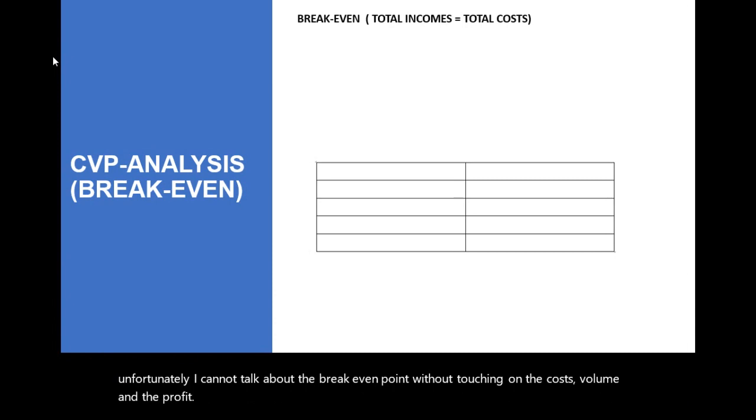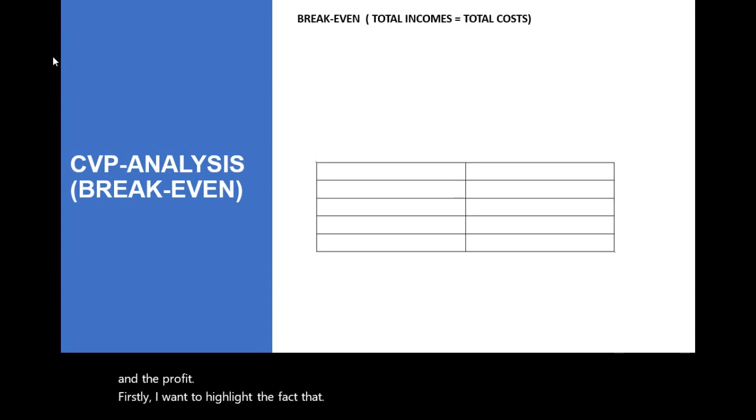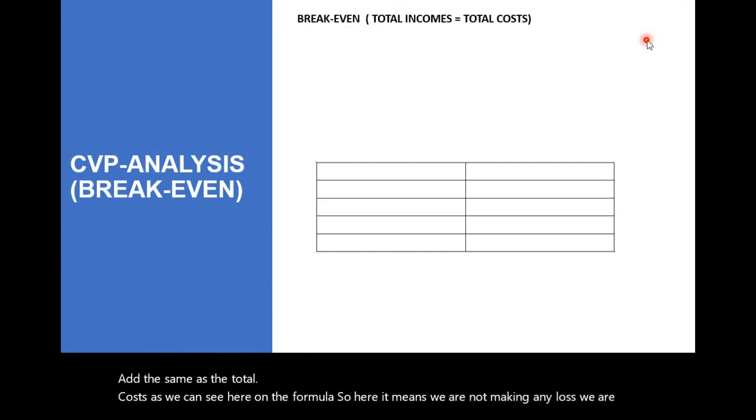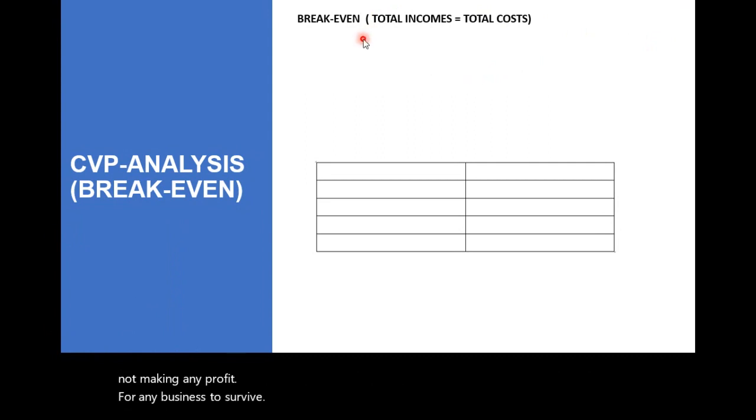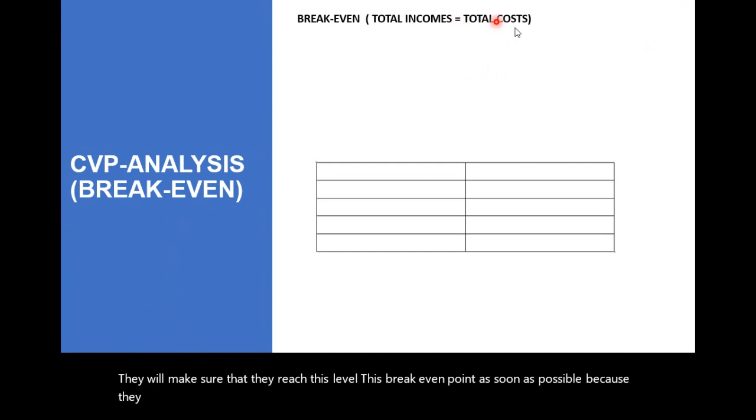Firstly, I want to highlight the fact that when we talk about the break-even point, this is a point whereby the total incomes are the same as total costs, as you can see here on the formula. So here it means we are not making any loss, we are not making any profit. For any business to survive, they will make sure that they reach this break-even point as soon as possible, because they know the minute they reach this point, they will be able to start making profit.